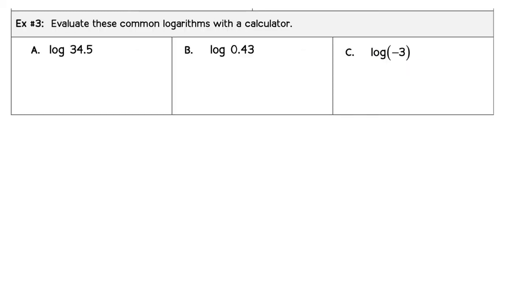All right, and so working these out on the calculator, you would find the LOG button on the calculator and just type it in, press log and then 34.5. You should get 1.538. You should get here -0.367.